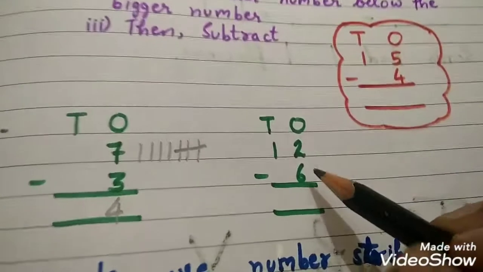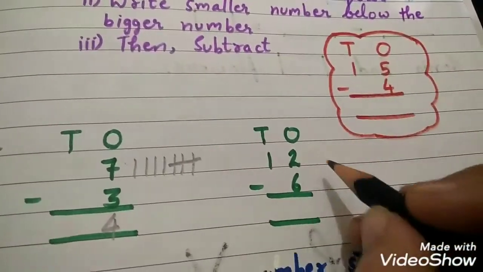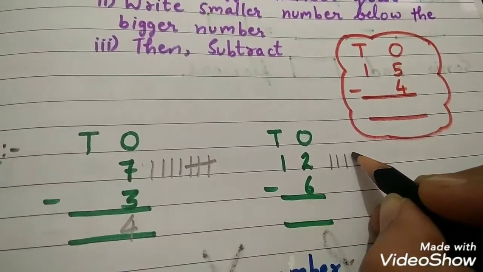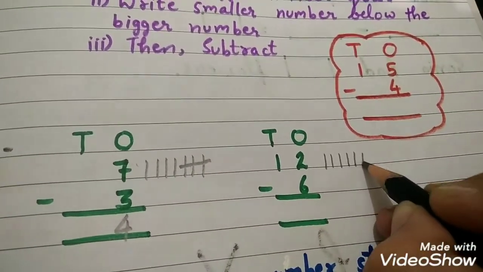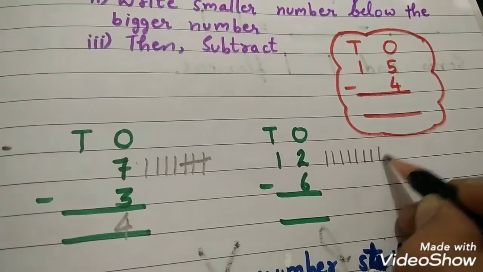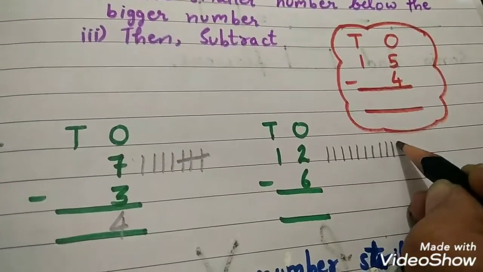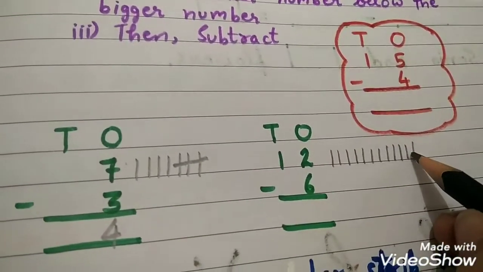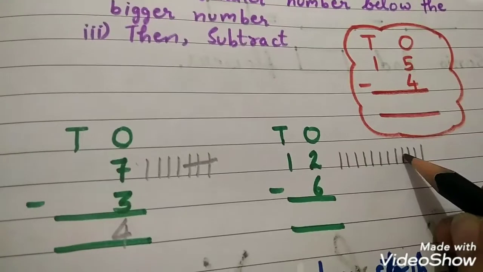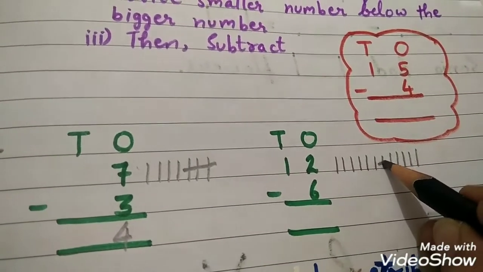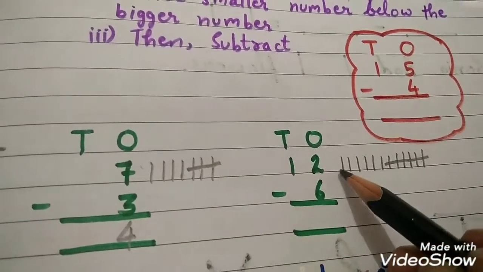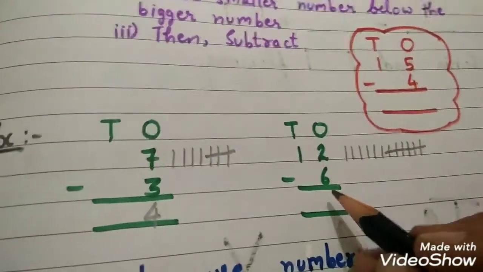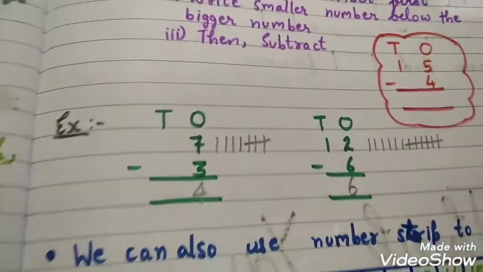See the next one, 12 minus 6. So, we have to draw 12 sticks. So, let's draw 1, 2, 3, 4, 5, 6, 7, 8, 9, 10, 11 and 12. Now, minus 6. Let's count 1, 2, 3, 4, 5 and 6. Now, how many left? 1, 2, 3, 4, 5 and 6. How many left? 6. So, the 6 is our answer.